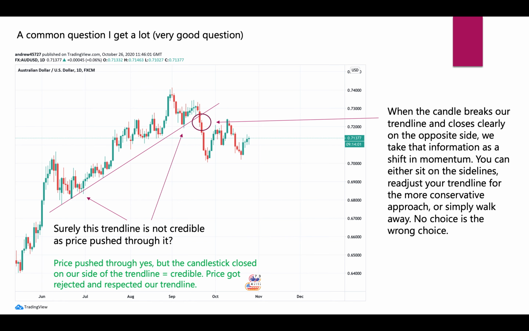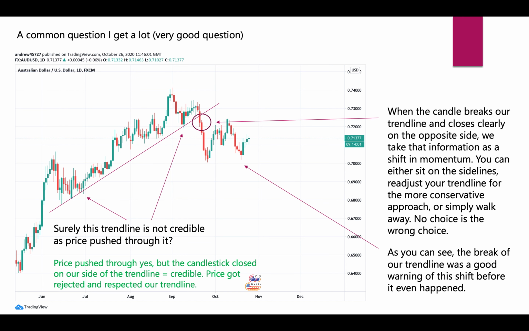So that's when we draw the smaller trend line at the top and maybe look for those 3 touches that we identified earlier. So if a candle pushes through but closes on our side, it's still a credible trend line, guys. Just want to clear that up for you, okay? So as you can see, the break of our trend line was a good warning. So over here, it was a good warning of this shift before it even happened, all right?